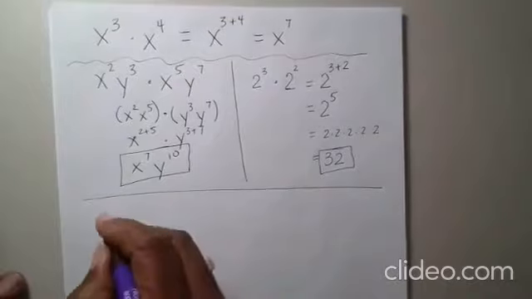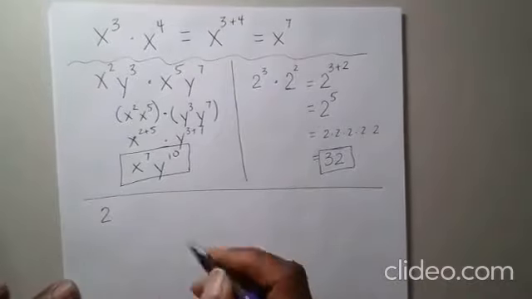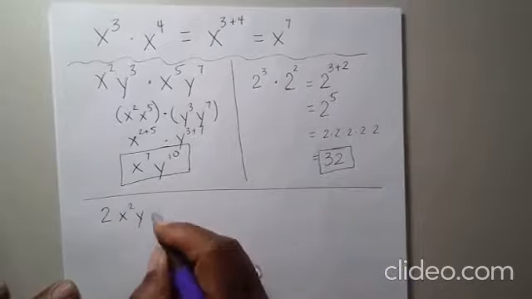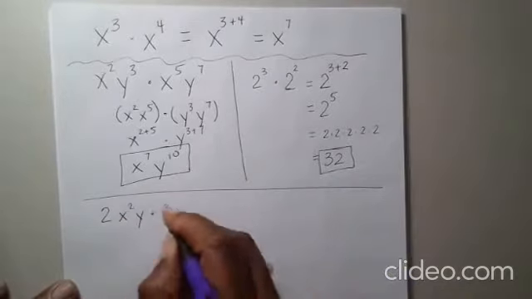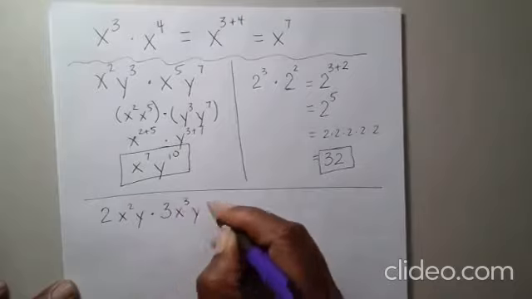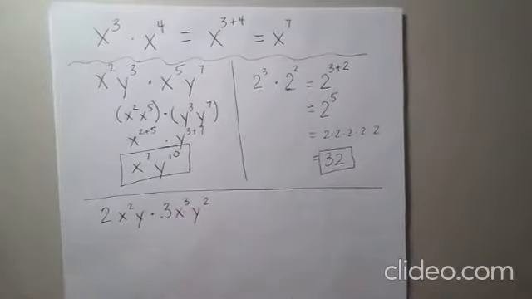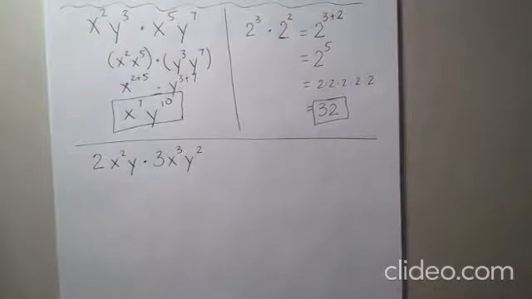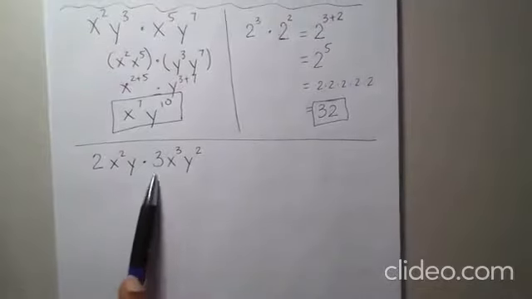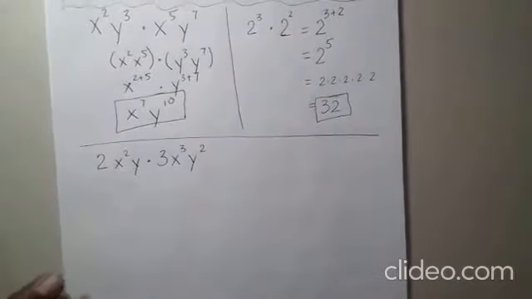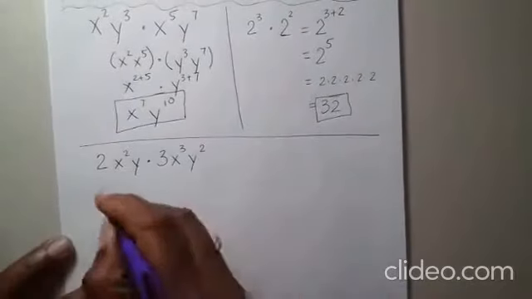Let's say we've got 2x squared y times 3x cubed y squared. Let's go with that. Another example. Well, in this case, the 2 and the 3 are not operating like exponents. They're operating like coefficients. Coefficients are the numbers in front of the letters.